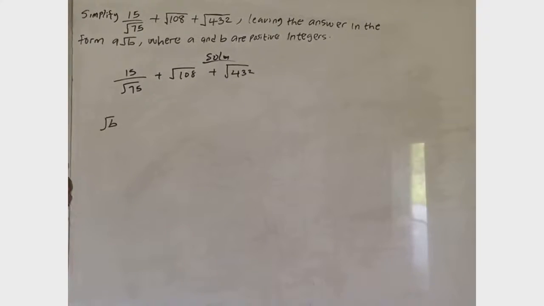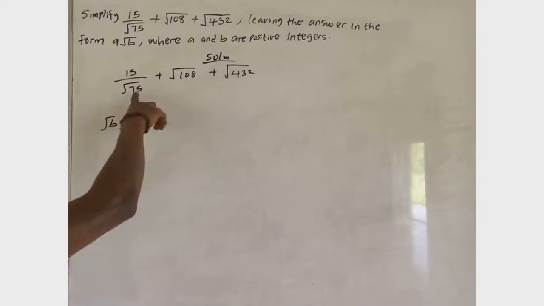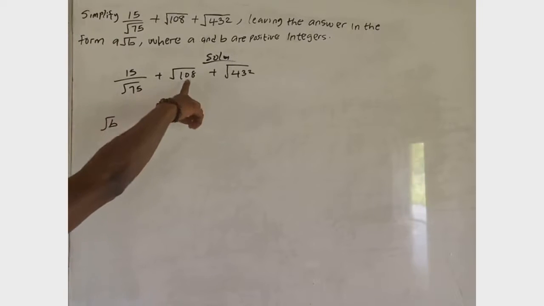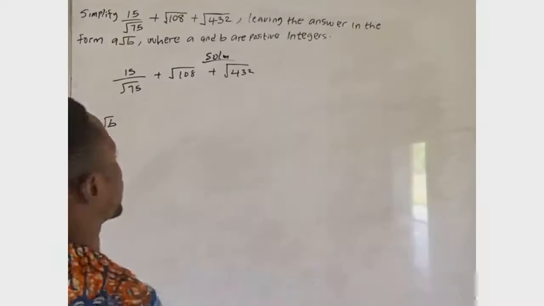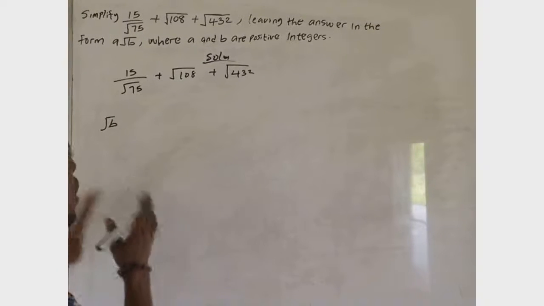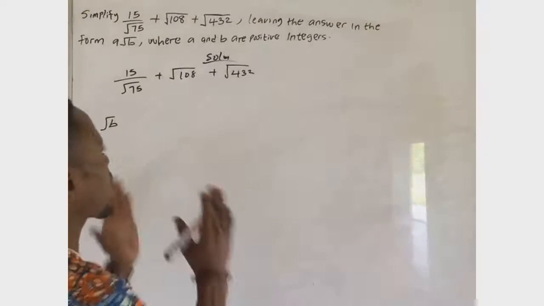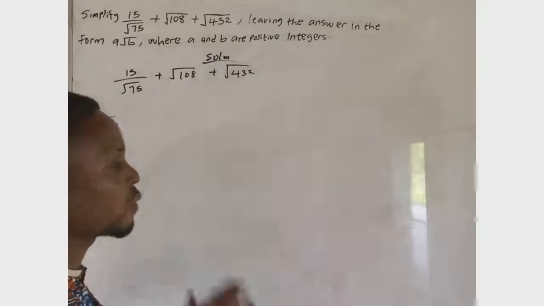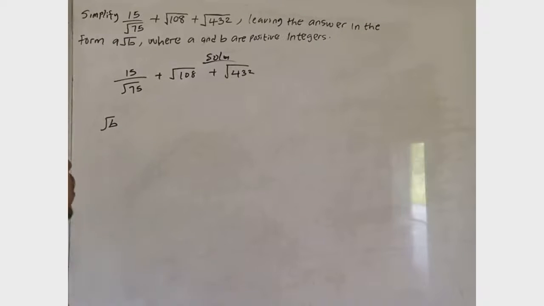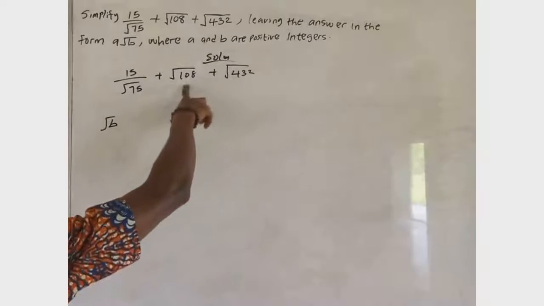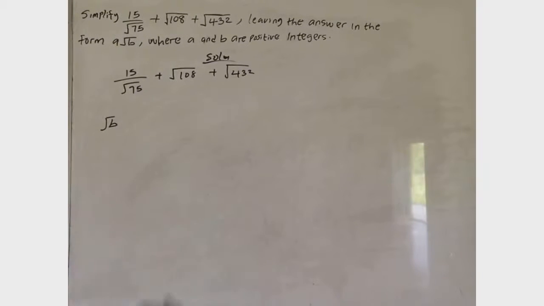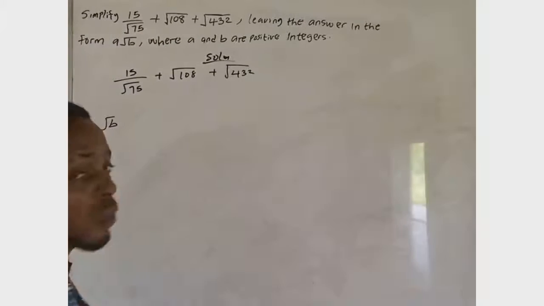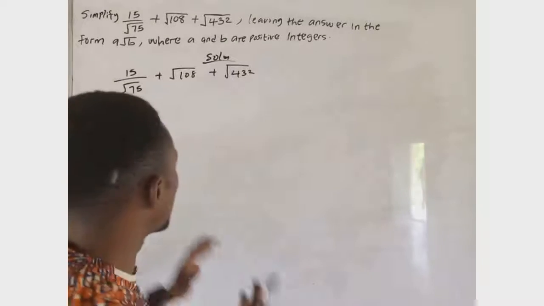So what is common to all of them? The number I use to divide 75 is the same one I use to divide 108 and 432. One part gives a perfect square and the other gives a non-perfect square. What is common to 75, 108 and 432? You can say 3, because 75 divided by 3 gives 25, which is a perfect square.